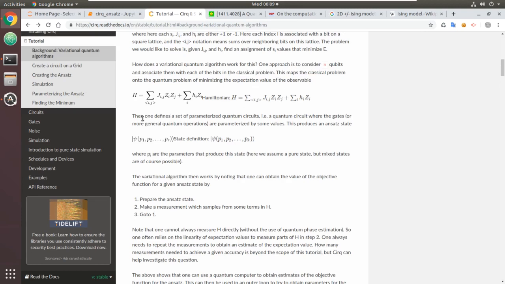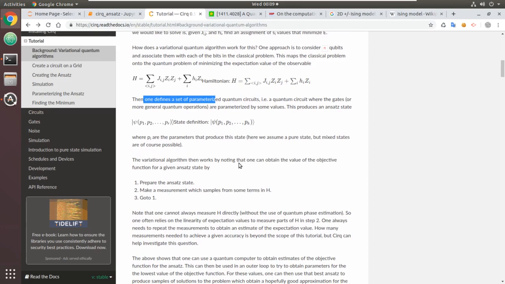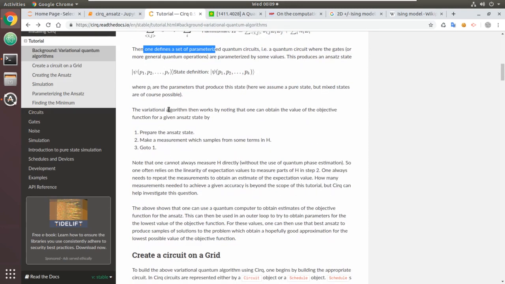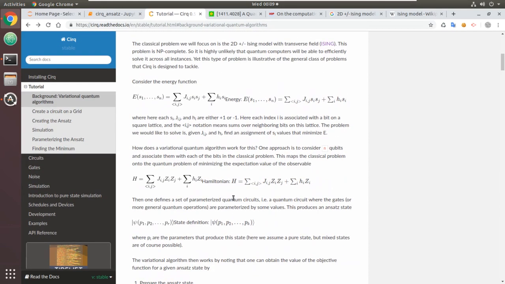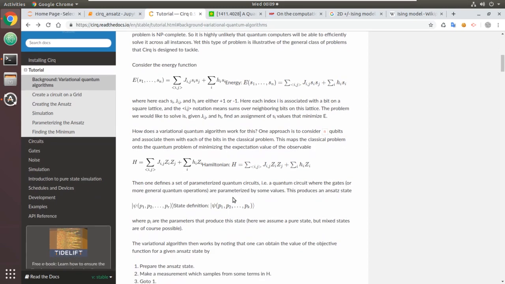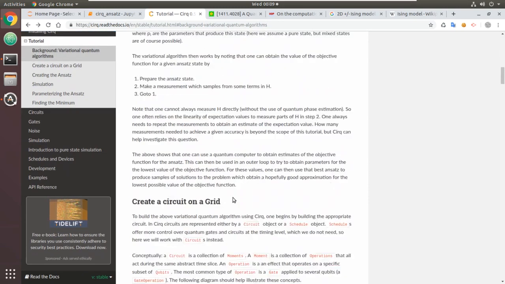Then one defines a set of parameterized quantum circuits where the gates, or more general quantum operators, are parameterized by some values. This produces an ansatz state. Okay, but this we know. What's the ansatz and how is the whole concept in here, right? I was just trying to understand the problem, and I think now I understand it. But now let's try to understand how it is mapped. So how is the ansatz created?